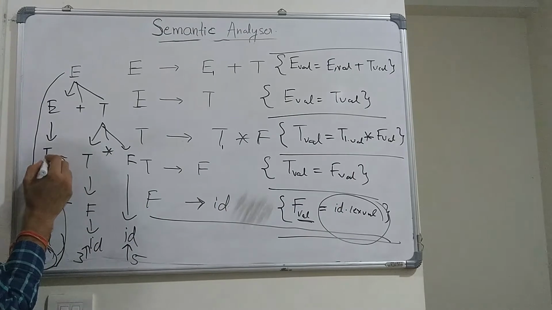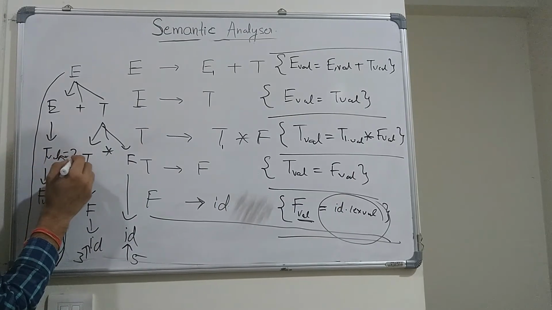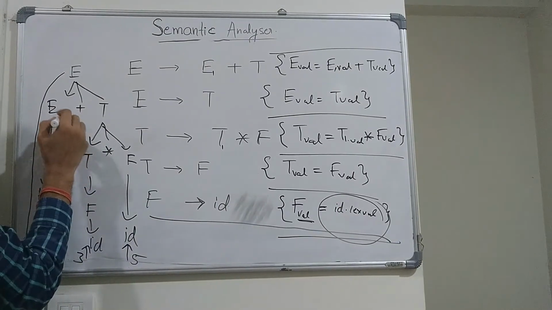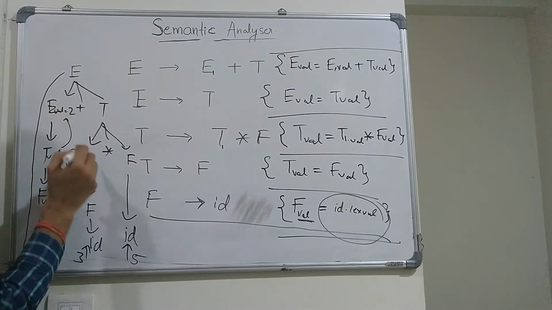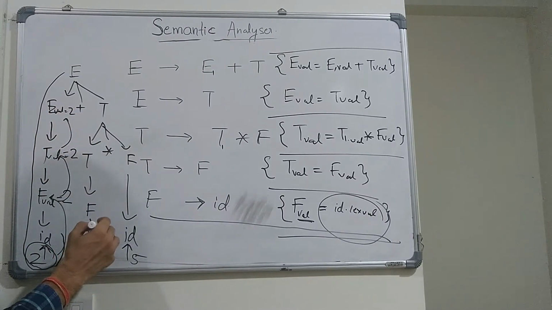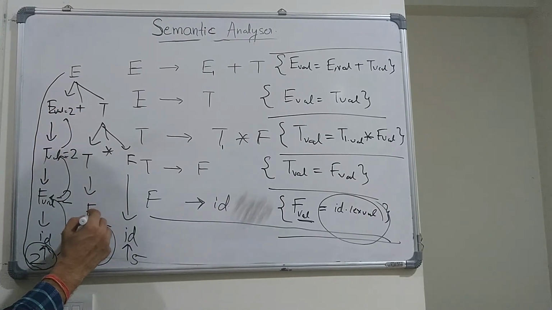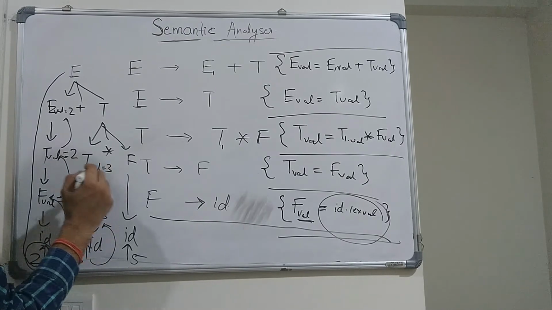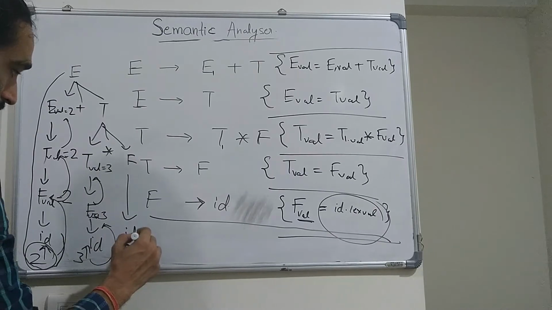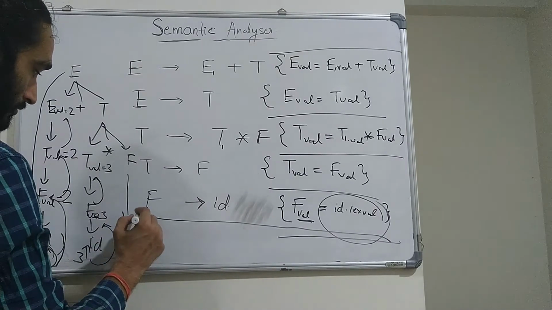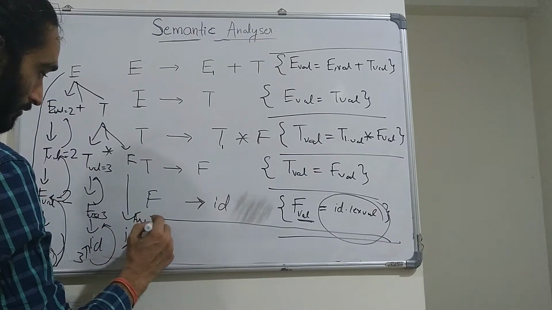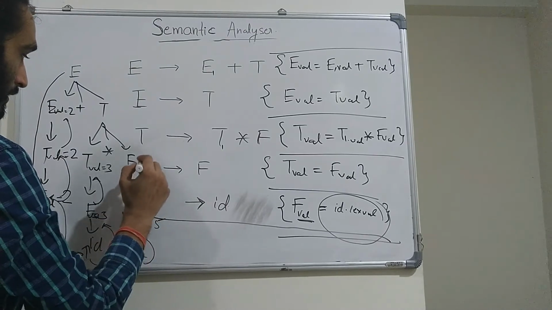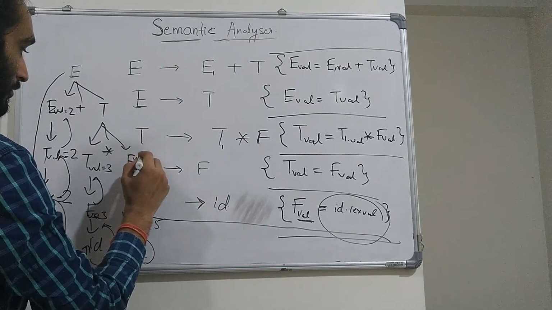Now it will come outside, and here it will follow this T val. This T val is going to contain 2. Now again this E val is going to contain 2. Now again the process is going to repeat here. This F val is going to contain 3. This T val is going to contain 3. This ID Lex value, F val is going to contain 5. And this F val is going to contain 5.